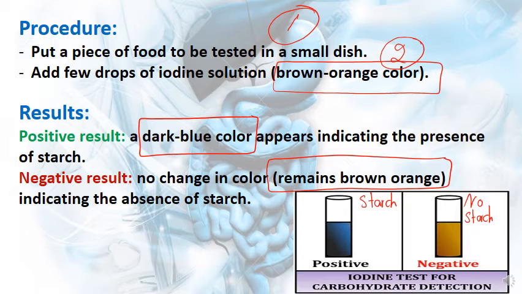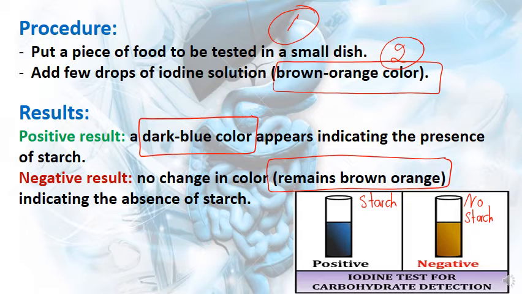So if we want to analyze this, how can we analyze? After adding iodine solution to the food, the color gives us a dark blue color. If we interpret this, it indicates that the food contains starch. Or for the negative, after adding iodine solution to the food, there is no dark blue color and the color remains brown to orange.